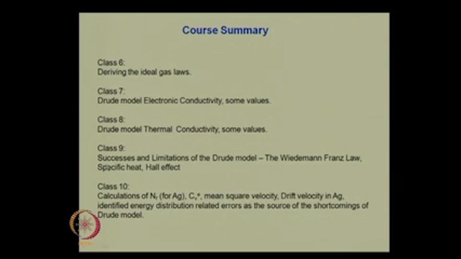So both of these were considered successes of the Drude model, and in particular the Wiedemann-Franz law, which relates the electronic conductivity and the thermal conductivity, was quite accurately predicted by the Drude model, and so that was considered a remarkable success for the Drude model. However, we also pointed out that the Drude model had some limitations, in the sense that it was not able to explain everything that we saw in experiment.